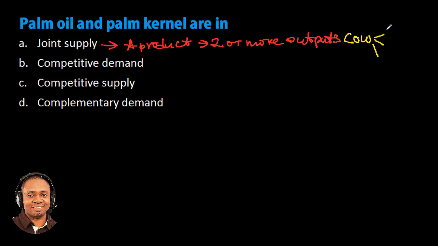The cow can be utilized for milk. The cow can be utilized for beef. The cow can be utilized also for hide, that is the skin of the cow.